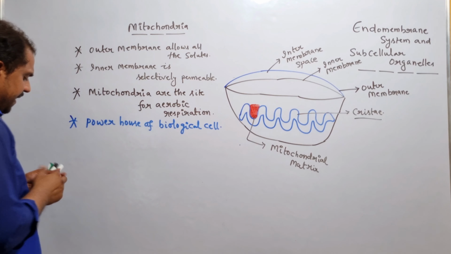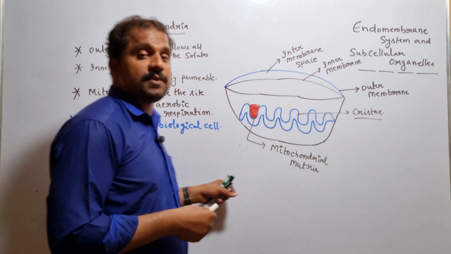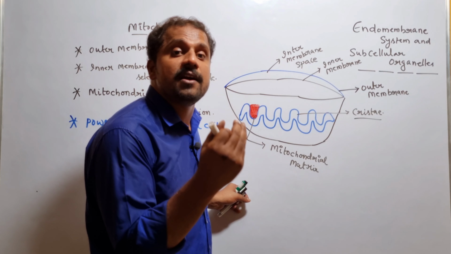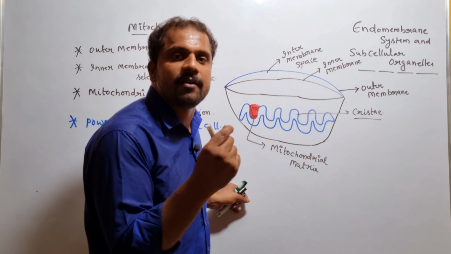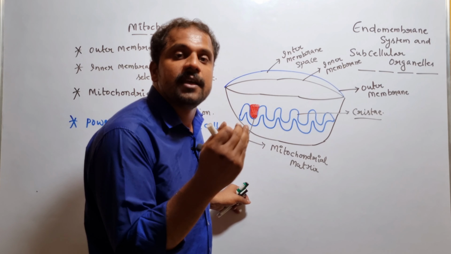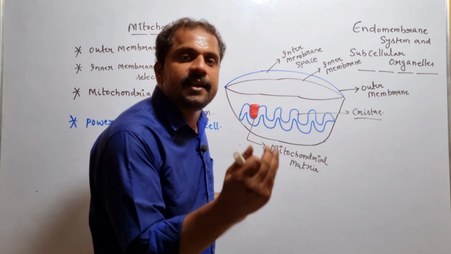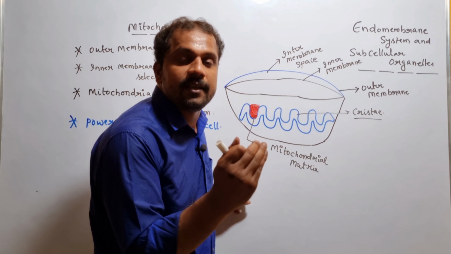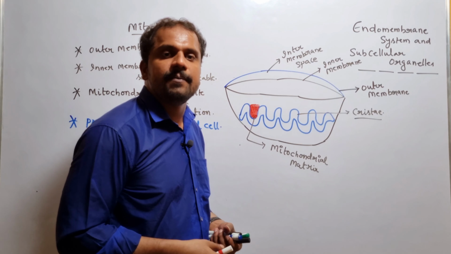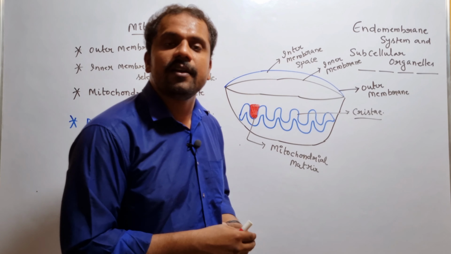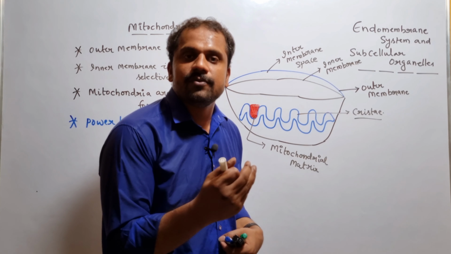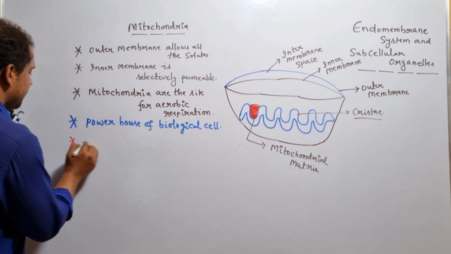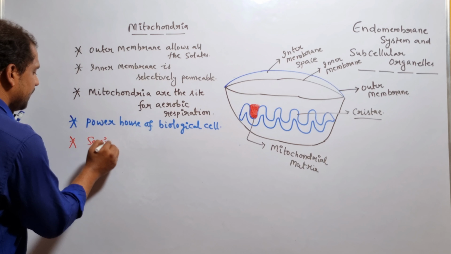And the mitochondria are termed as semi-autonomous organelles. Why are the mitochondria termed as semi-autonomous organelles? Because the mitochondria possess their own double-stranded circular DNA. Is it clear? Mitochondria themselves possess their own genetic material, and in association with the genetic material, the mitochondria possess their own ribosomes. Is it clear? Mitochondria are termed as semi-autonomous organelles.